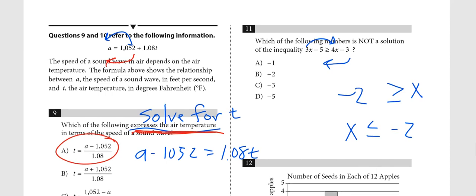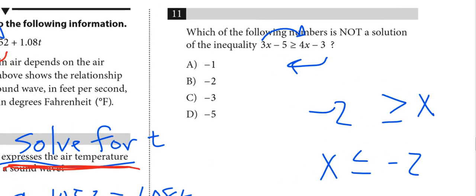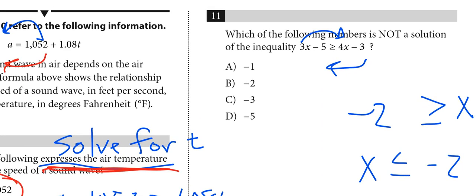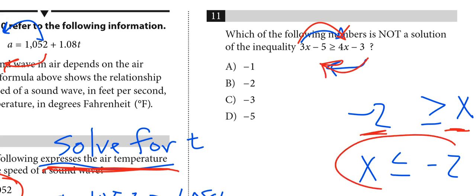Question 11. How many of you solved it the algebraic way by subtracting 3x to one side and adding 3 to the other side? How many of you just started plugging in numbers? Yeah, no, I understand. The algebra side of me wants to subtract the 3x over to this side, giving me 1x, and add the 3 over to this side, giving me negative 2, and then rewriting it like that. The only one that doesn't fit that is going to be this one right here.